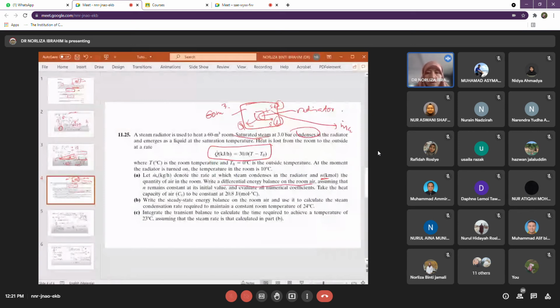Take the CV of 20.8. Now my question is, is this system a closed system or an open system? Closed or open system? Anybody? I think it's an open system, Doctor. You think it's an open system? How about the rest? Open. How do you know? What is the indicator saying that it's open? Is it the rate given, the kilojoule per hour, the kilogram per hour? Is that your indicator of saying it is open?